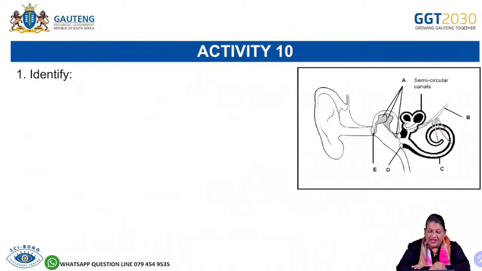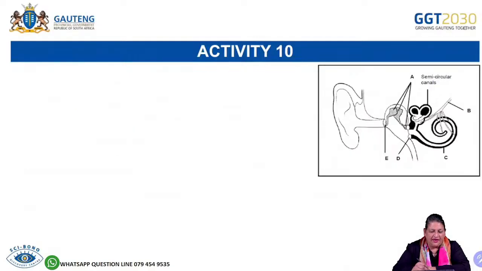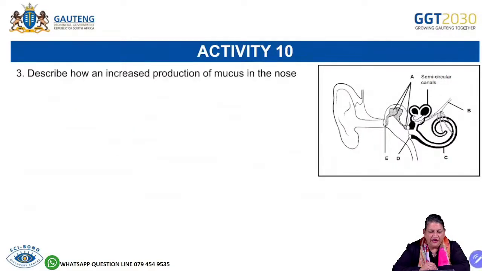All right. Identify part B. We can see that that one is the auditory nerve. Identify part E. We know that is the tympanic membrane. Which part of the brain receives impulse from part C? It's the cerebrum, right? That was C is the cochlea, it's cerebrum. And then activity 10. Describe how an increased production of mucus in the nose and throat may lead to part E bursting.